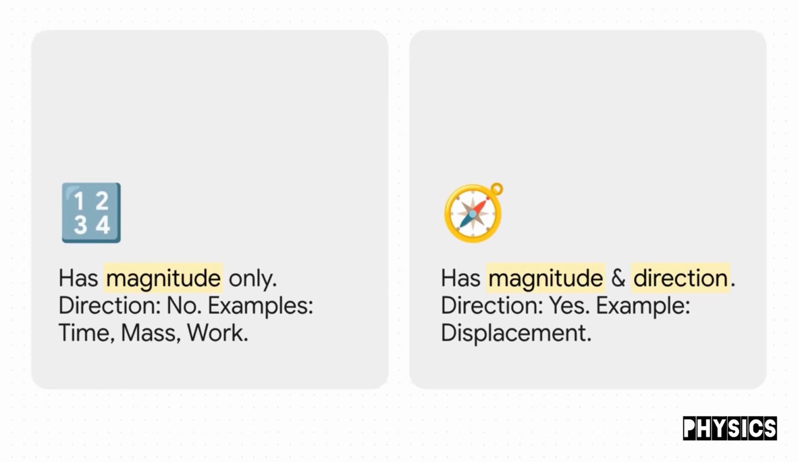Okay, so let's break this down. On one hand, you have scalar quantities. Think of these as just simple numbers. They only have a magnitude or value, like mass or time. It just doesn't make sense to say 5 kilograms to the east or 10 seconds upwards, right? Then, on the other hand, we have vector quantities. These guys have both a magnitude and a direction. A perfect example is something called displacement, which we're going to get into right now.